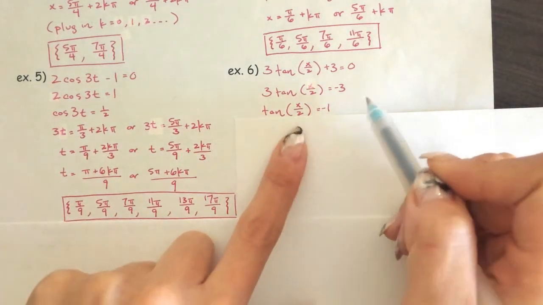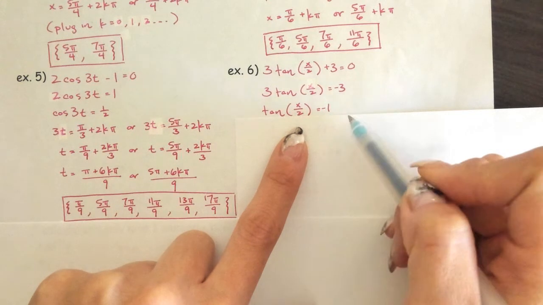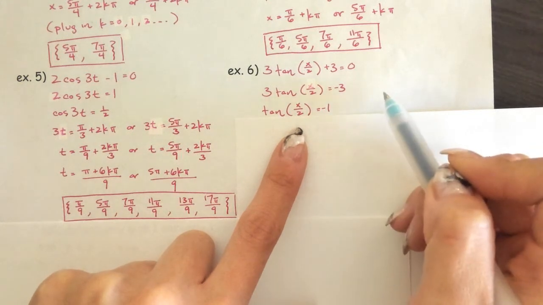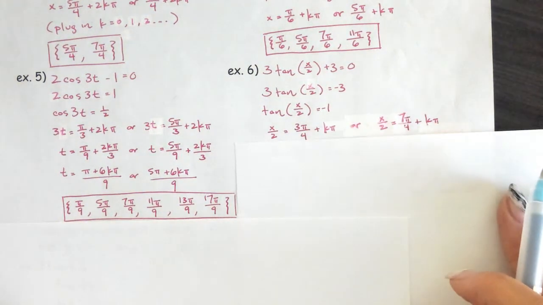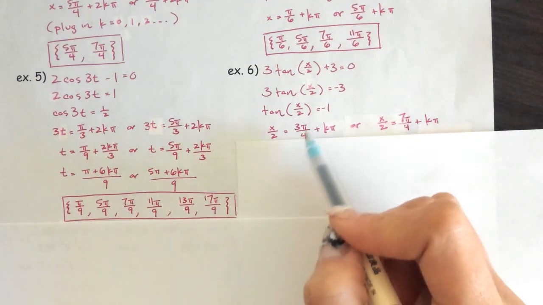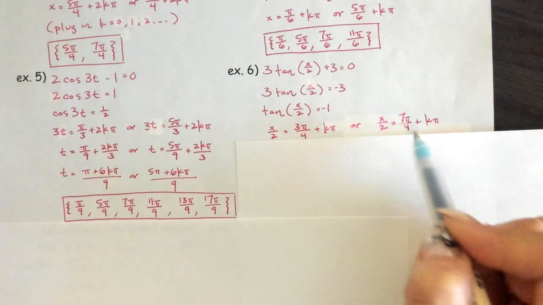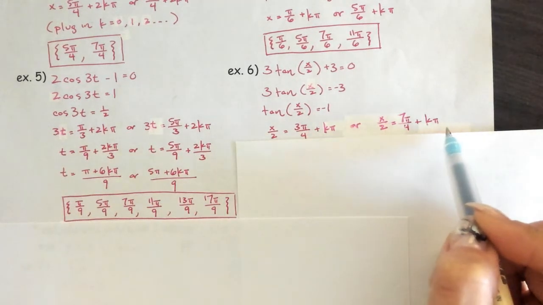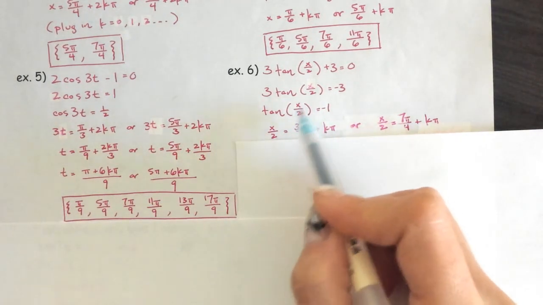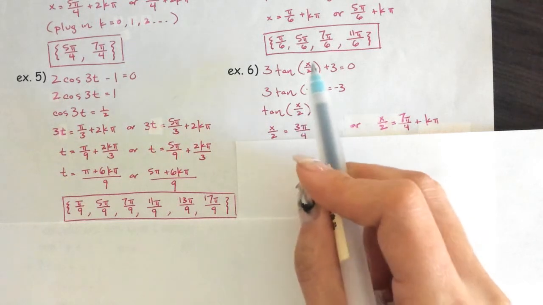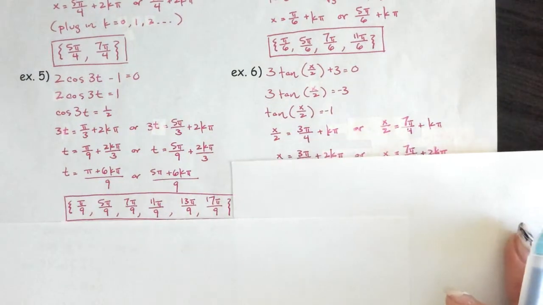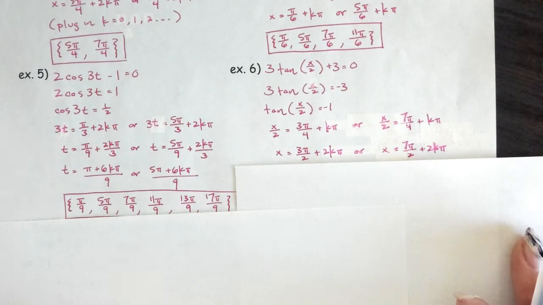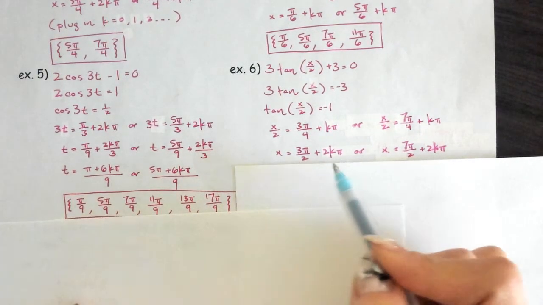It happens at 2 places, technically. It happens at 3 pi over 4 and 7 pi over 4, is that right? So I did 3 pi over 4 plus k pi, and then 7 pi over 4 plus k pi. Okay, but I set it equal to x over 2. So it's not just x, it's x over 2. All right, so multiply by 2. Multiply everything by 2, and then you get that. So x equals, and then x equals.